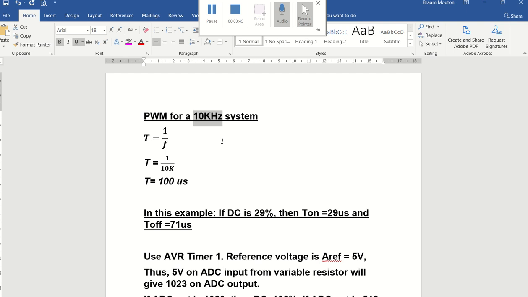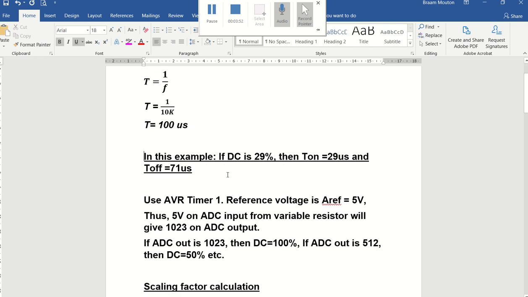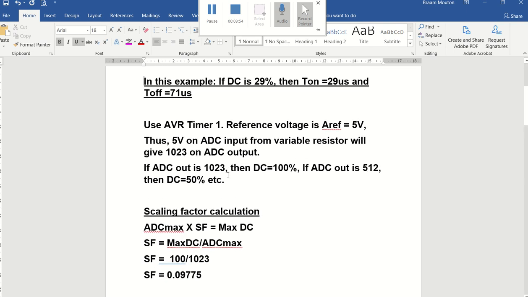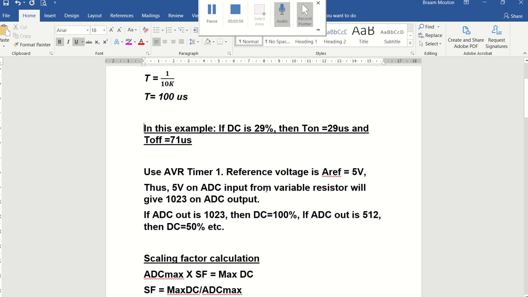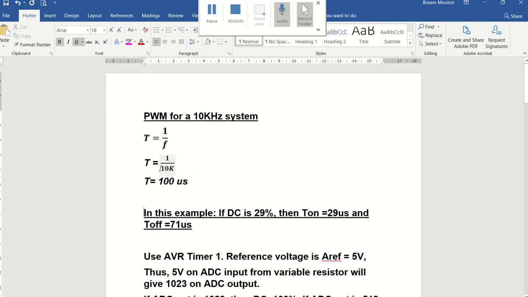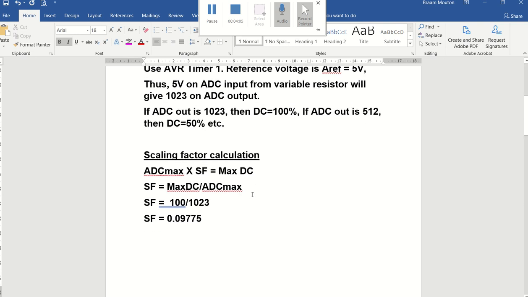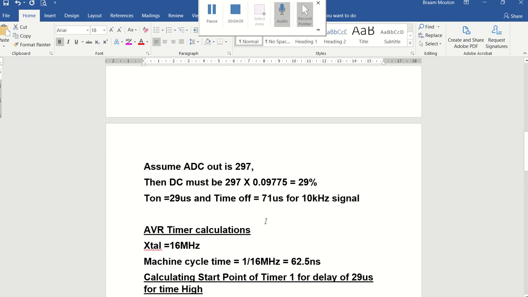In that same manner, you'll see that a lot of these calculations are basically the same. I started off with the same assumption of 10 kilohertz, and the scaling factor will not change. It stays exactly the same.